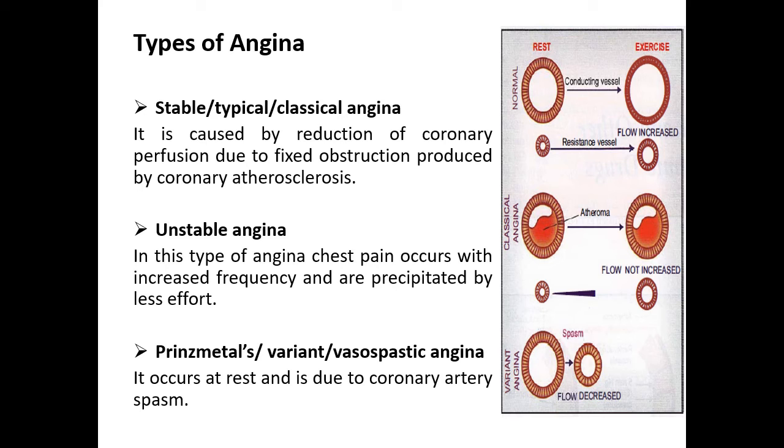Now, the third type is the Prinzmetal variant or vasospastic angina. It basically occurs at rest and is due to coronary artery spasm, and it is due to an unknown reason.